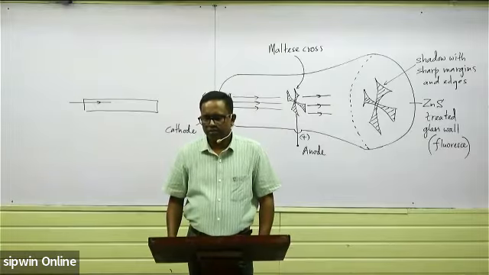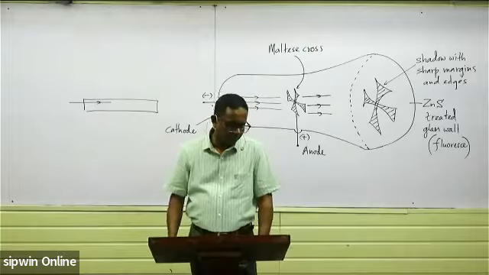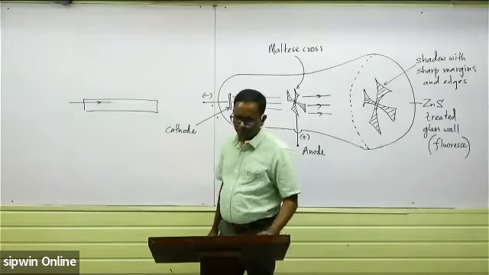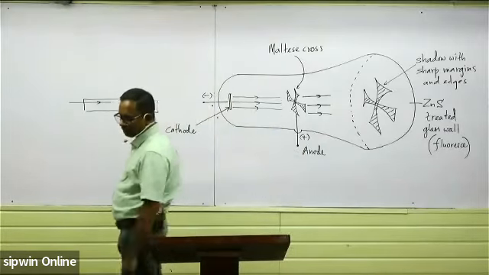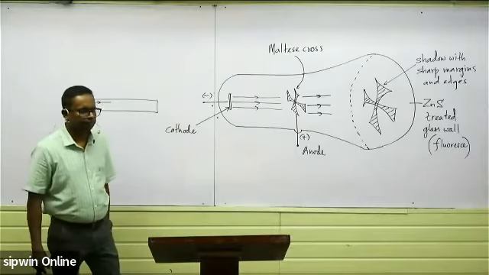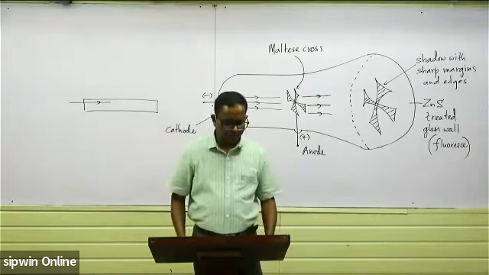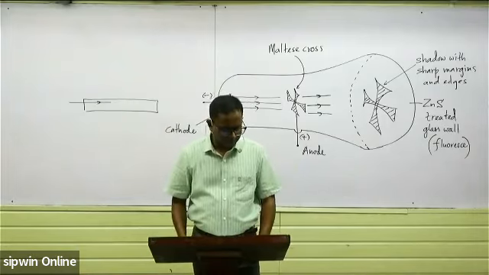that the cathode rays travel in straight lines. Underline: shadow with sharp margins and edges.